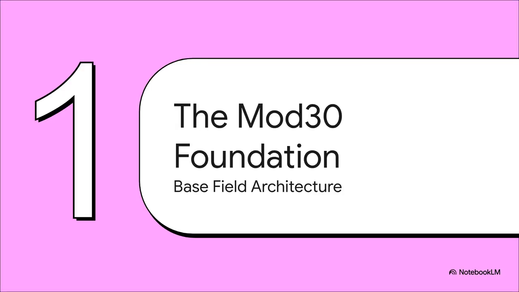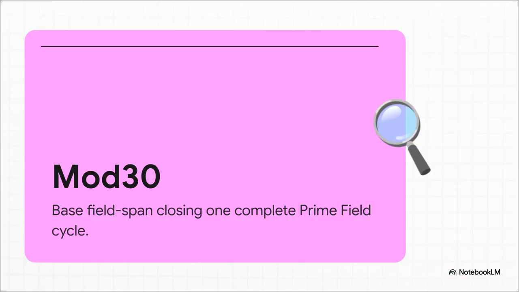Starting off with Section 1, the Mod 30 foundation. Now you might be wondering, why the number 30? Well, 30 perfectly frames the boundary of this entire system. Think about it. If you multiply the first 3 primes, 2, 3, and 5, you get 30. That locks in a beautifully repeating cycle spanning from 0 to 30. This Mod 30 base acts as the absolute positional anchor for the whole architecture, and it gives us exactly 29 active positions to classify inside every single cycle.